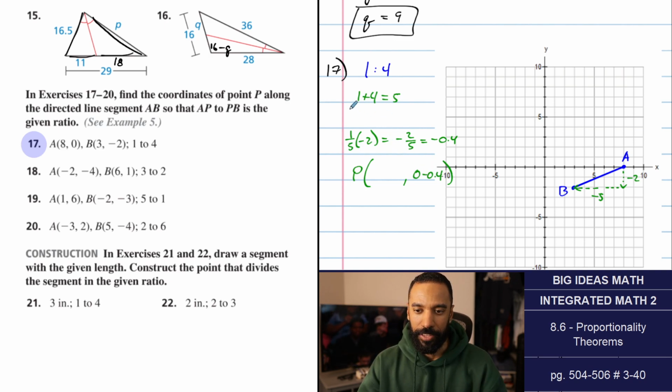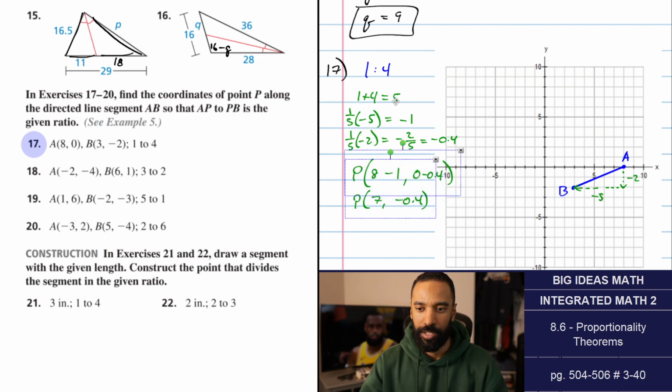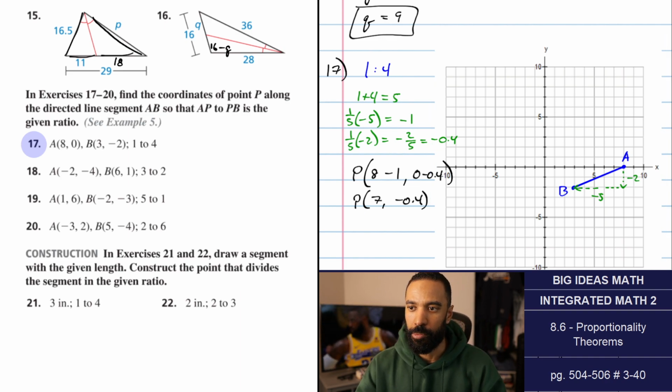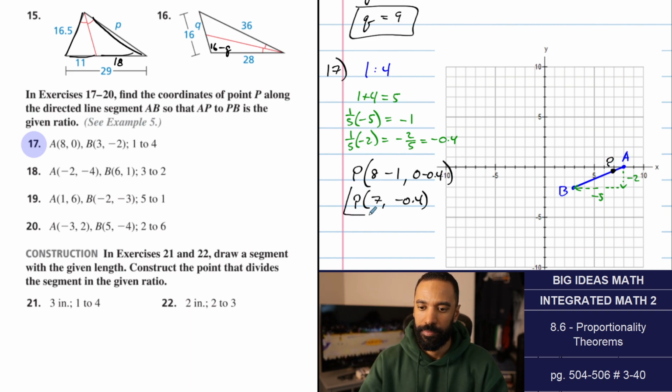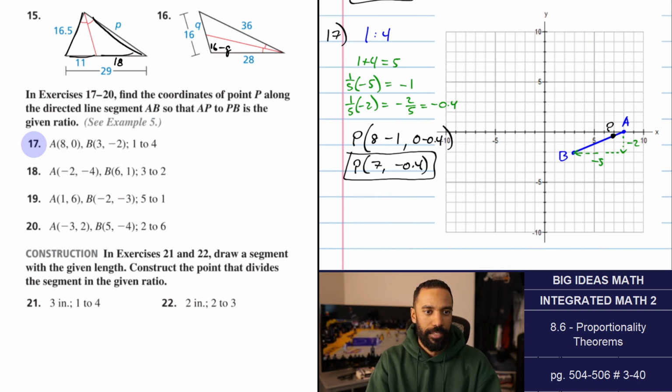The x value, we're going to take 1/5 of -5. I just don't know how to show the work well, which is -1, which means we're going to go 1 to the left of 8. So 8 minus 1. So P's ordered pair will be at 7, comma, -0.4. Let's do those ones in black here. So black, like that. So P will be at 7, comma, -0.4 right here. There is P. And there's the work shown for it. All right, let's do it again. 3 more times. Number 18.